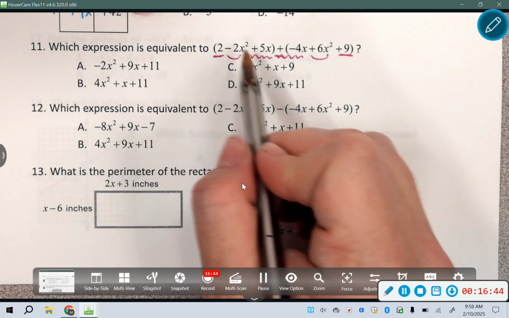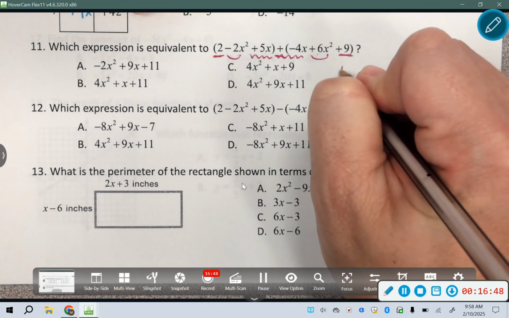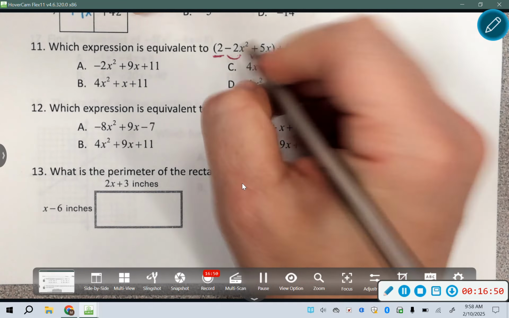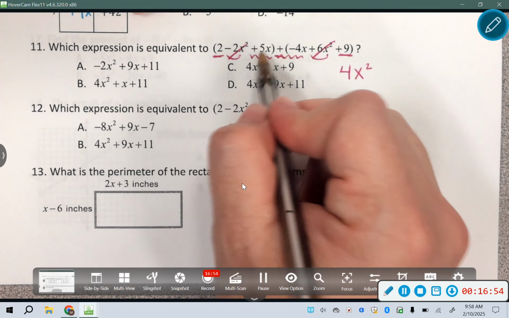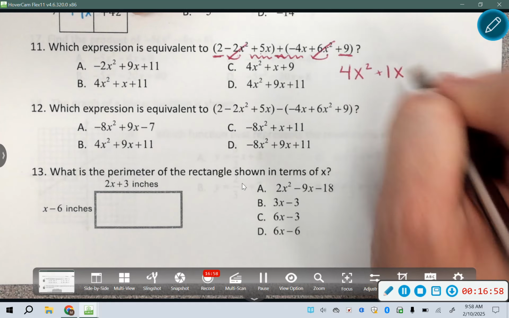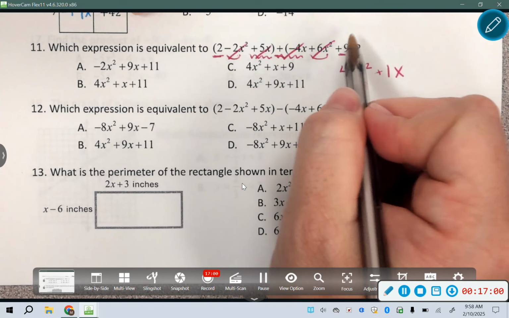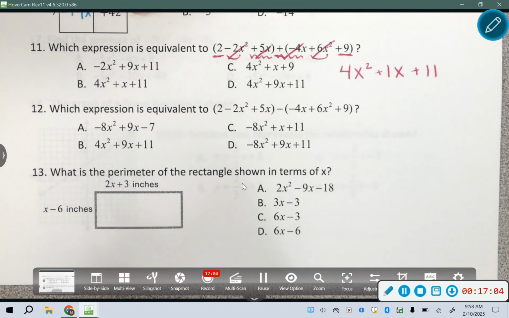So I have negative 2x squared plus 6x squared. So negative 2 plus 6 is 4x squared. And I like to cross them off as I go. Next, I'm going to do my x's. So 5x plus negative 4x, well, 5 minus 4 is 1, so plus 1x. And then 2 plus 9 is 11. So I have 4x squared plus 1x plus 11.